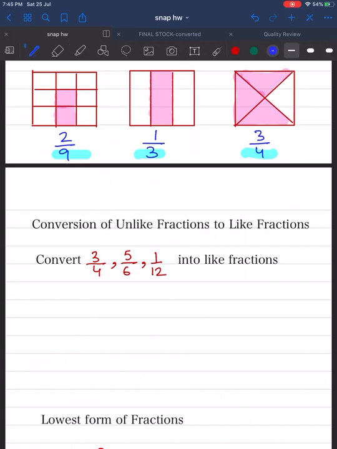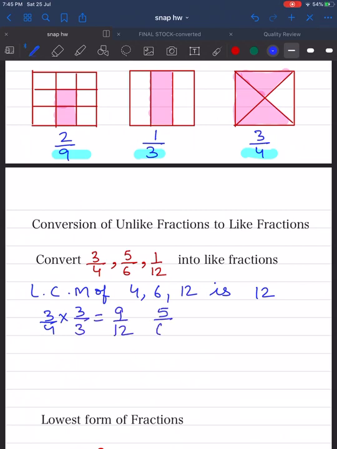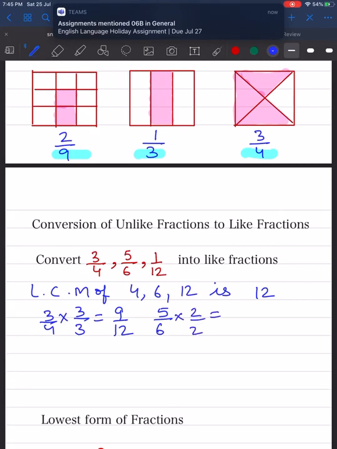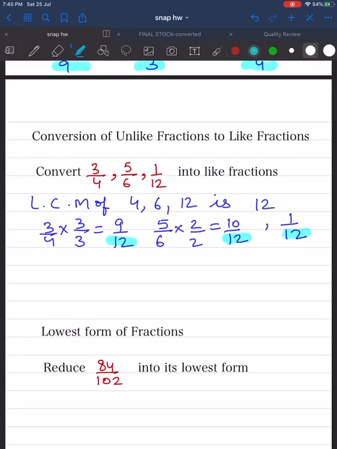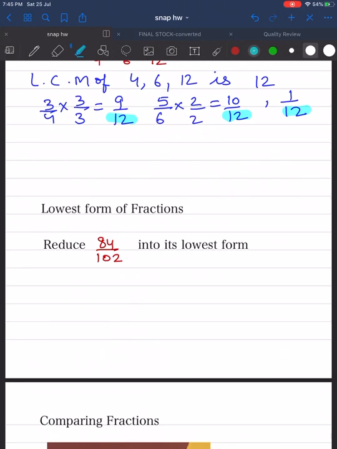So we have to change the given fractions to equivalent fractions. So here we have to find the least common multiple of the denominators. So we find the LCM of 4, 6 and 12, which is 12. So the first fraction 3 on 4 will get multiplied by 3 on 3. So we get 9 on 12. 5 on 6 will get multiplied by 2 on 2. So we get 10 on 12, and the third fraction is 1 on 12. Now these are like fractions as their denominators are the same.